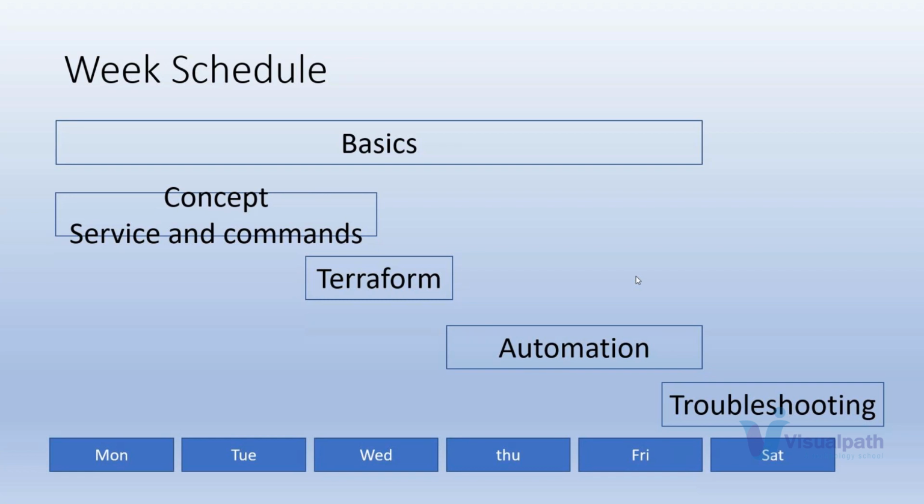So Monday and Tuesday we will be discussing the concept and the service and what Python code or commands we use for running that service. Wednesday we will concentrate on Terraform, and Thursday and Friday we will have one automation associated with that service, so we will be focusing on writing the automation. And Saturday we will focus on troubleshooting it. Parallelly you will also be writing the automation, so if you are blocked somewhere, we can discuss that on Saturday.